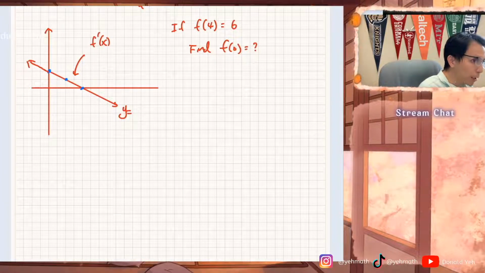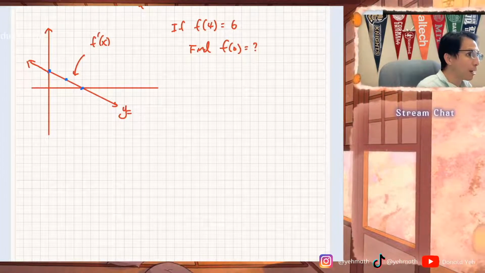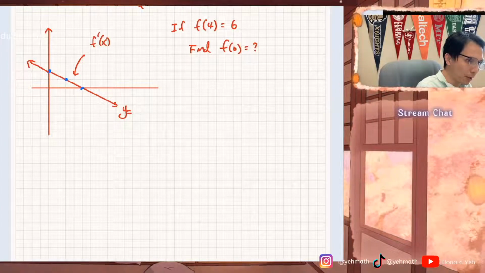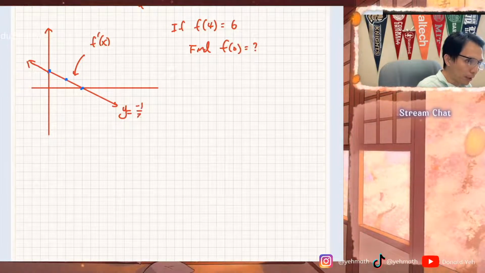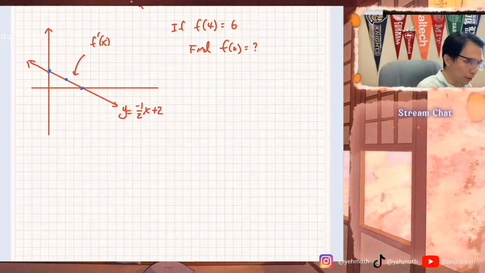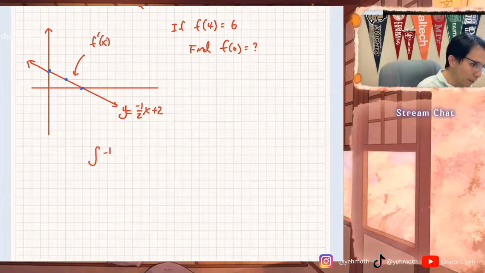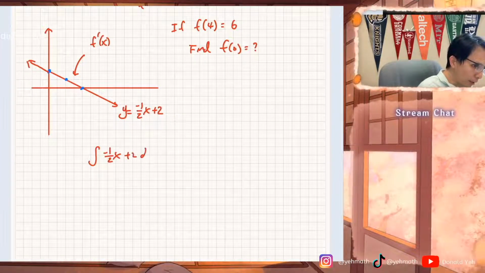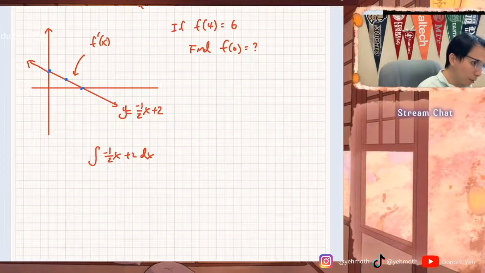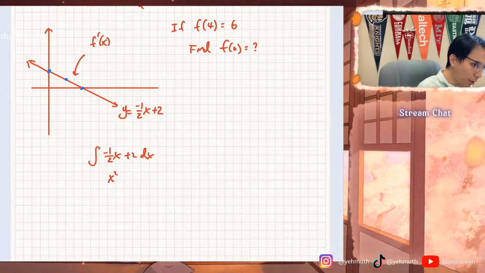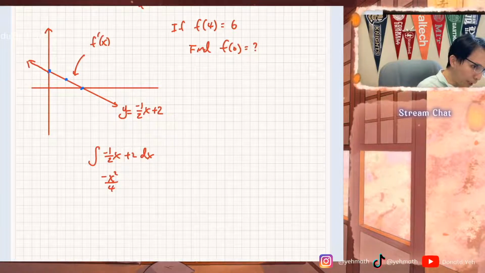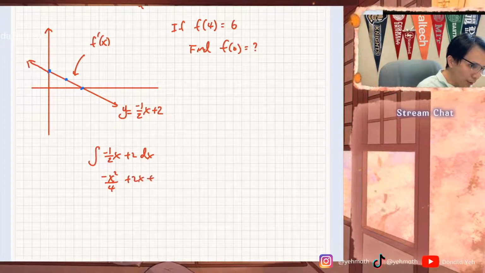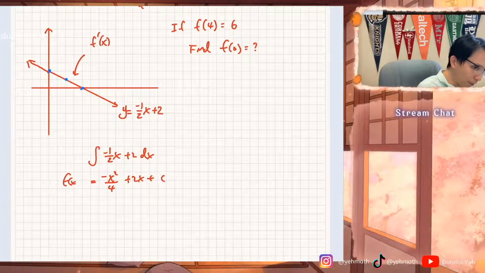In this case, you go back to algebra 1 to figure out what the equation is. So the slope is going to be negative 1/2 x plus 2. I think somebody did this, which is going to get negative x squared over 4 plus 2x plus c is equal to f of x, right?